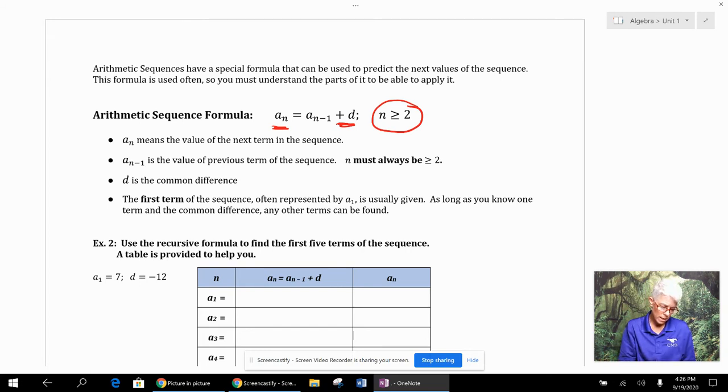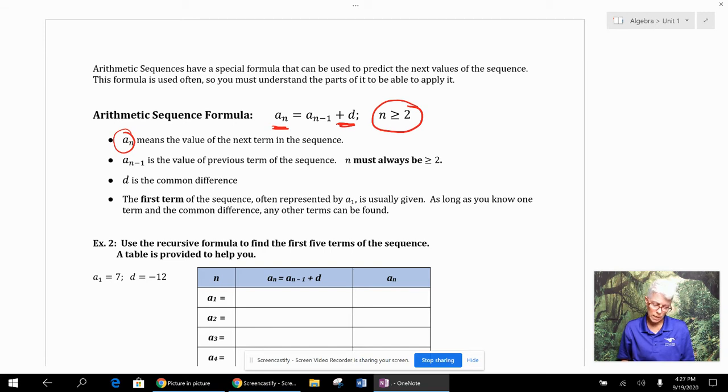So again, a subscript n means the value of the next term. A subscript n minus 1 is the value of the previous term. So we're always going back one. So if I know that I'm going up by 3s, and then I'm at 5, I know that the previous term is 2.